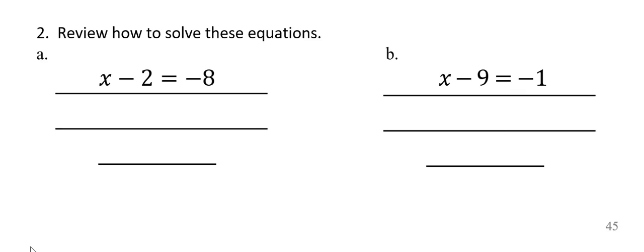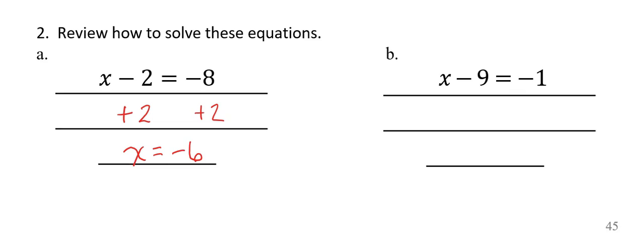In this section, we're just going to review how using inverse operations helped us find the value of x in these regular equations. My first equation is x minus 2 is equal to negative 8. We use the inverse operation to isolate the x. So instead of subtracting 2, I'm adding 2 to both sides to keep it balanced. That means x equals negative 6.